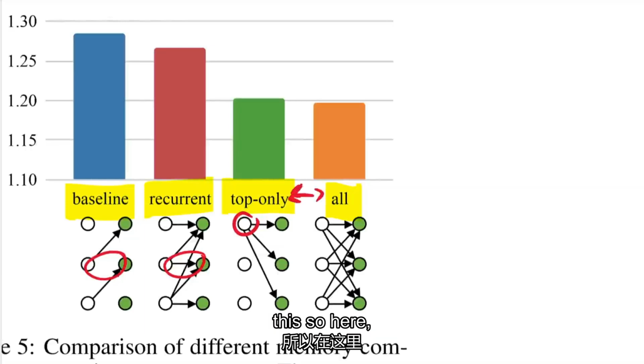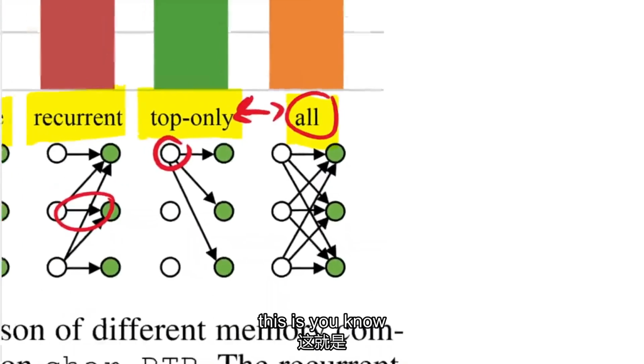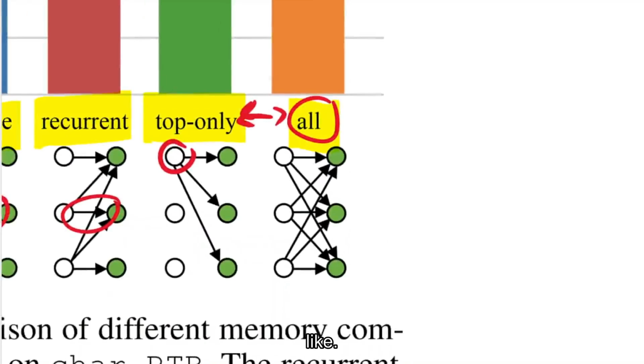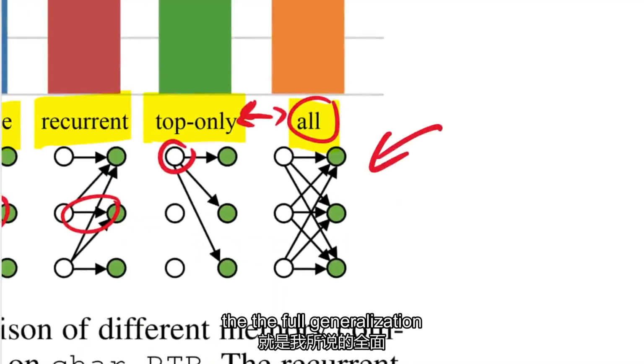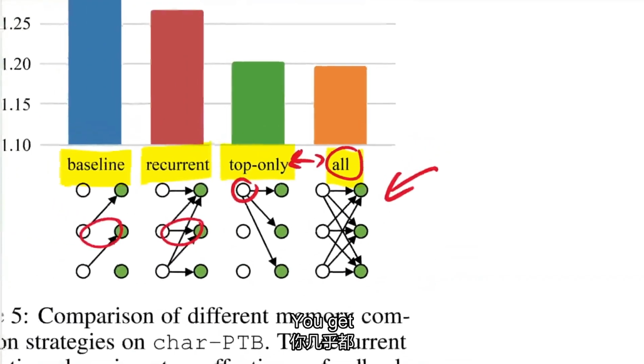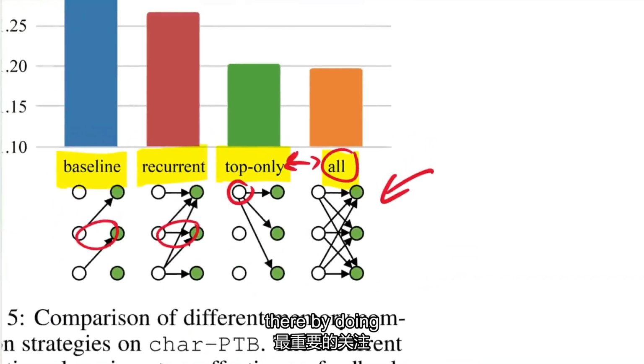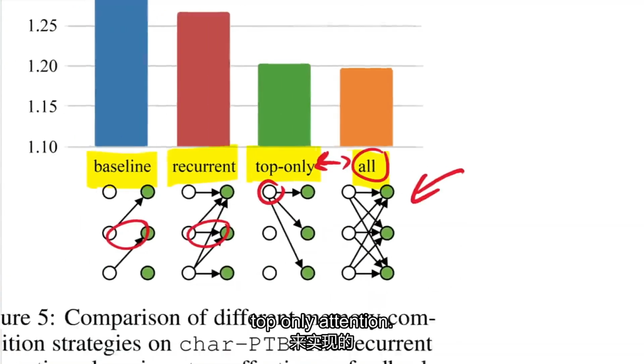I hope you see this. So here lower is better. And this is without the memory, actually. This is everything, the full generalization I talked about. You get almost all the way there by doing top only attention.